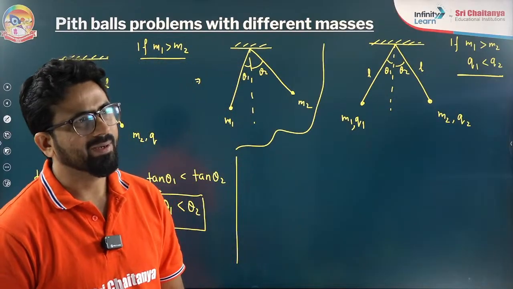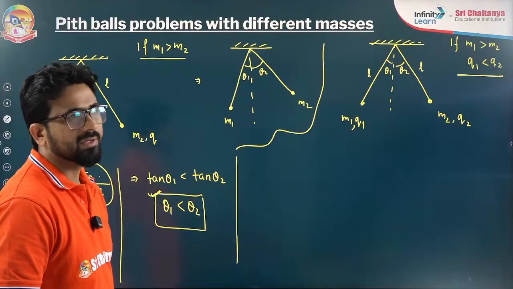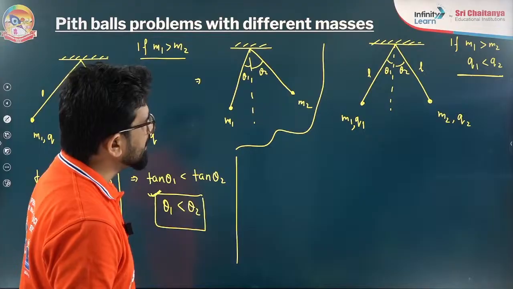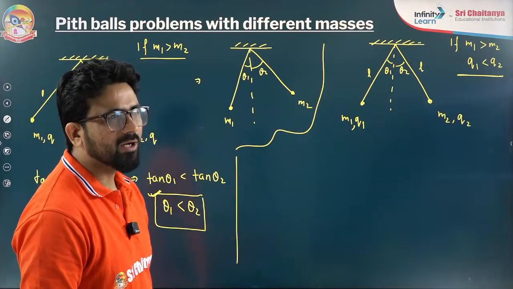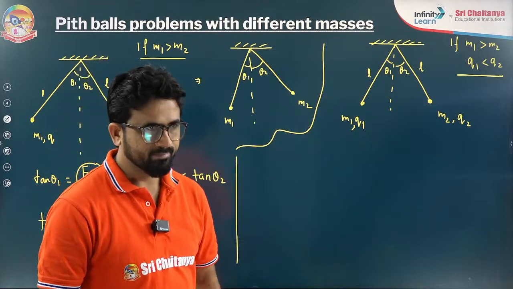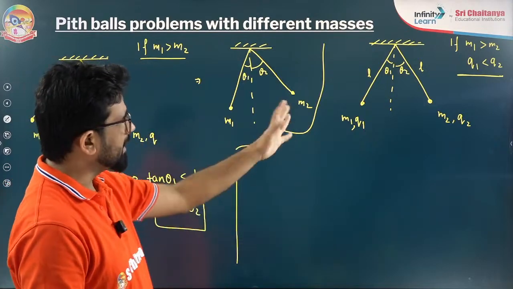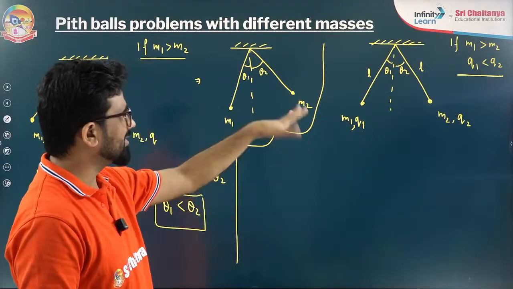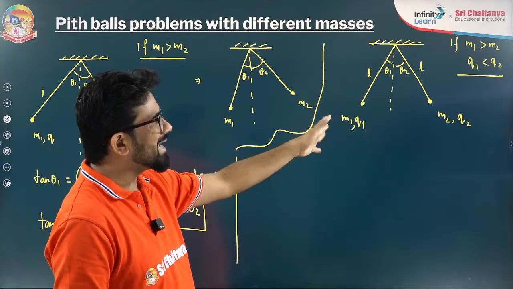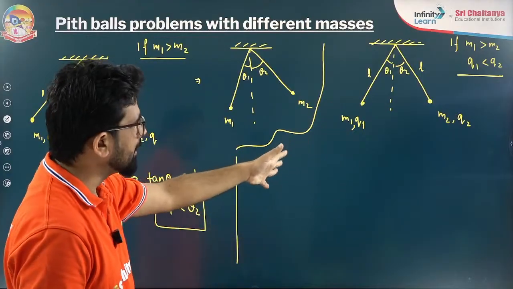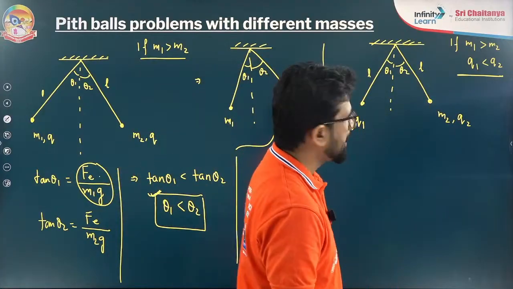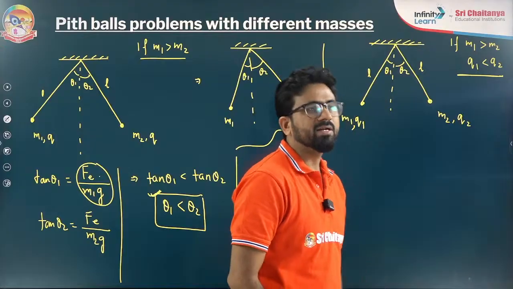Swati, very good, beta. Now it is clear to you that it does not depend on Q1 and Q2. This is very simple. We have seen in the previous case that Fe would be the same. The electrostatic force would be the same. Whether Q1 is greater or less, or equal, it does not matter. The charges are same or different, it does not matter. The force Fe would be the same. But due to mass only, the theta is going to change.